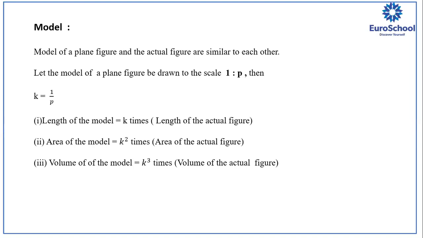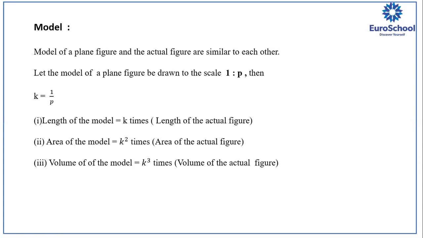The length, area or volume of the model will always be less than the length, area or volume of the actual figure. Right? You have a model of one of the monuments in your hand. Can the length of the model in your hand be more than the actual length of the monument? No, it can't. It's not possible because a model is always a miniature of it. So length is always less than, area is always less than, volume is always less than. Okay?